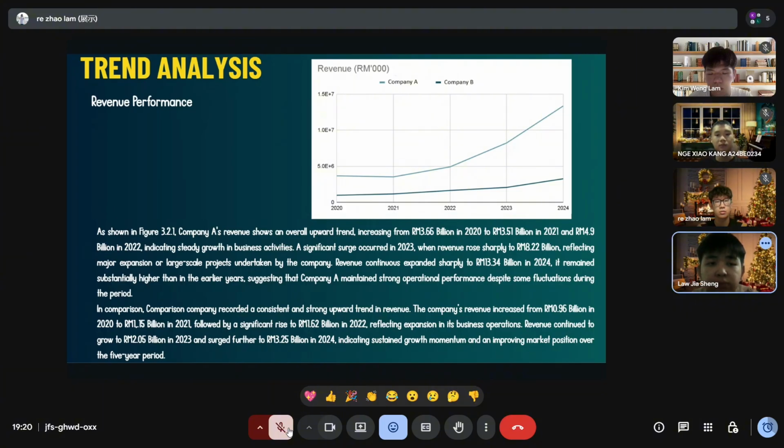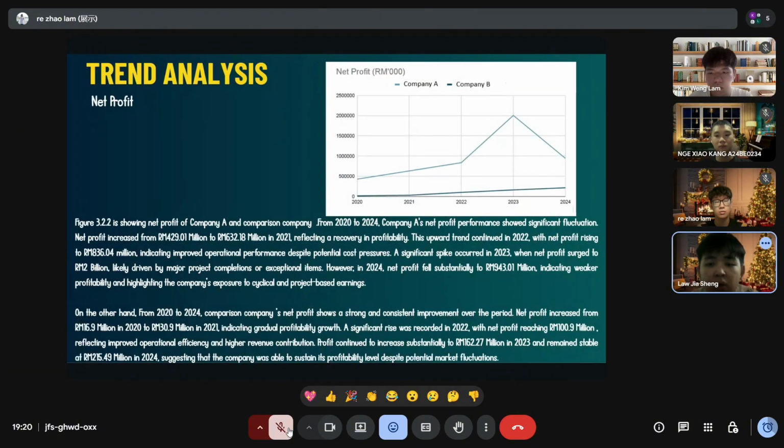Next. The next one is net profit trend analysis. For Company A, its profit trend is highly volatile and project-driven.